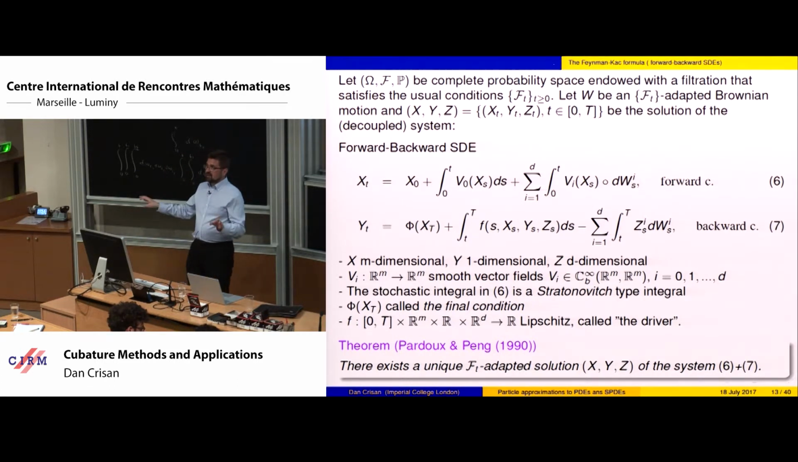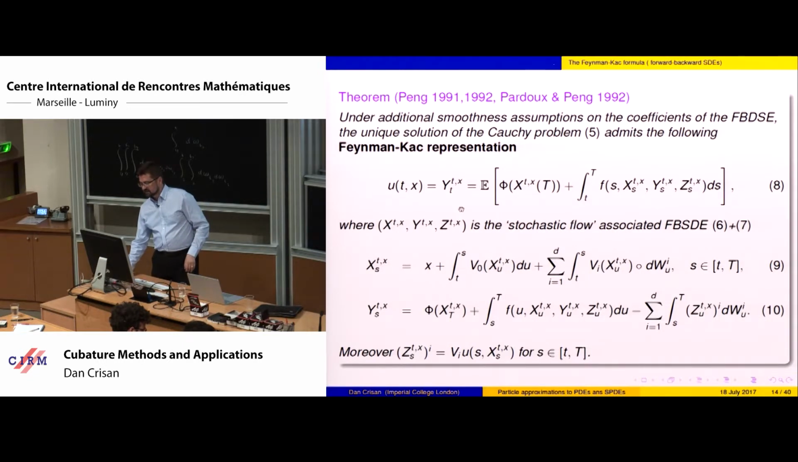Okay. So what's the connection now between this system and my semilinear PDE? And it's again Pardoux and Peng that came out and said, okay, so suppose that you take your forward backward SDE that I've just shown you, and you start at time t from x, and you solve the system forward from time t up to the final time capital T. So at time s, this is going to be the expression for the forward component. So this is the stochastic flow associated with my forward component. And then you go to time capital T, you take the final condition evaluated at the solution of the forward component at time capital T that started from x at time little t, and then you run backward in time according to the backward component, and you run it up to time little t, where you started.